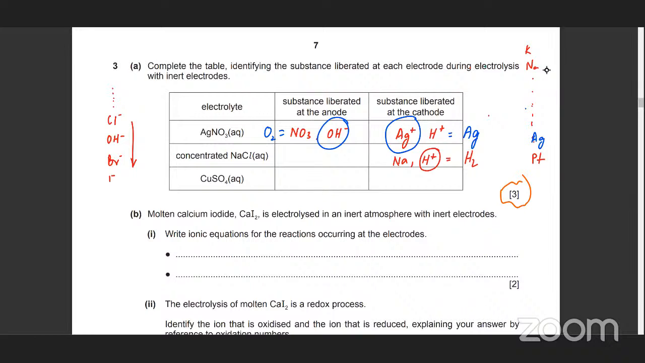And the other one over here, if you have Cl minus 1 and you have OH minus 1, and remember O levels, if Cl minus 1 is concentrated, then it's always Cl minus 1 that gets discharged and you get Cl2. So Cl minus 1 would be selected. And for copper sulfate, it's going to be copper 2 plus, and there's going to be H plus 1. And on the other side, you have SO4 2 minus, and you have OH minus 1. And OH is going to be selected. That's going to give you oxygen gas. And on the other side, copper is lower down in the reactivity series, so it's going to be copper.